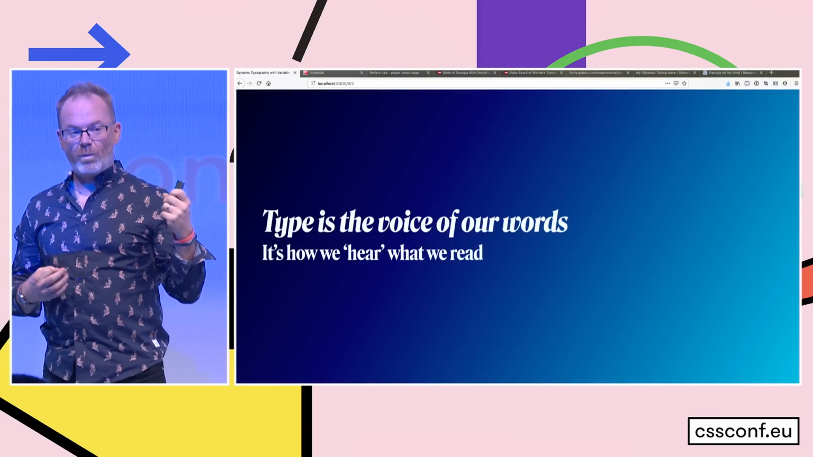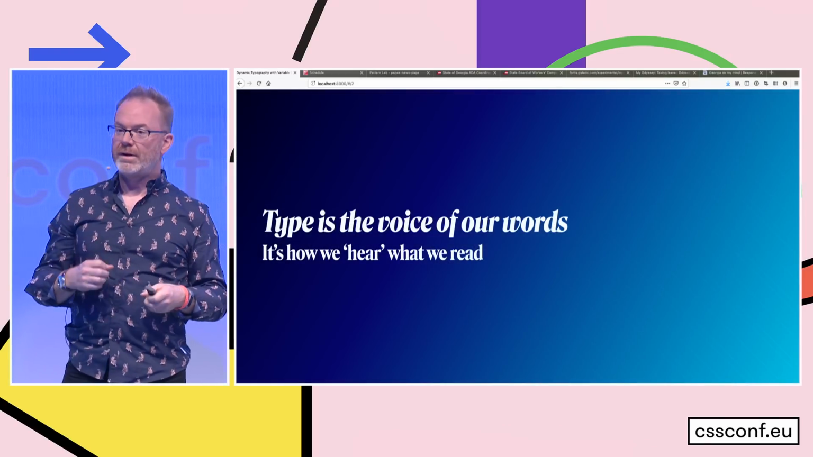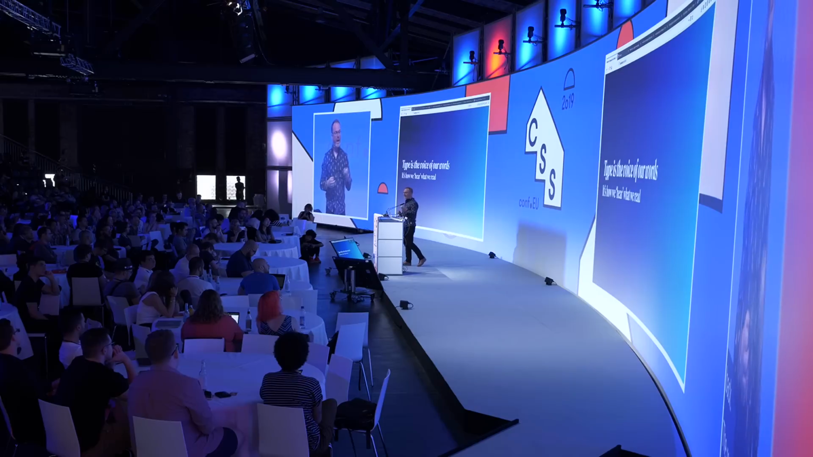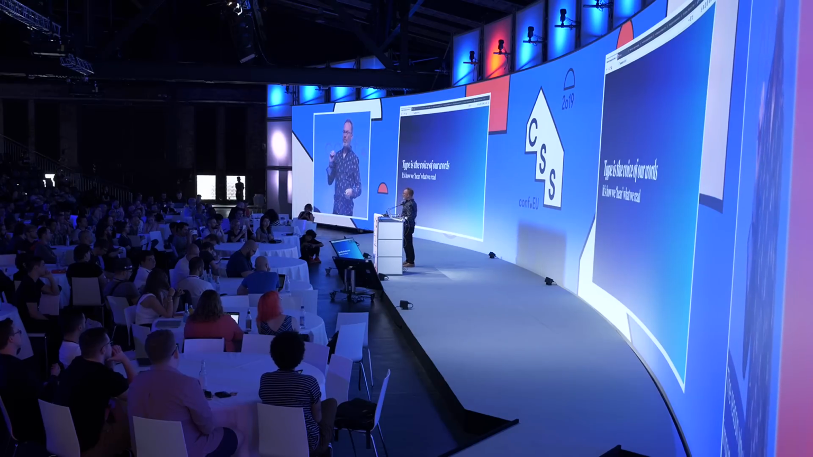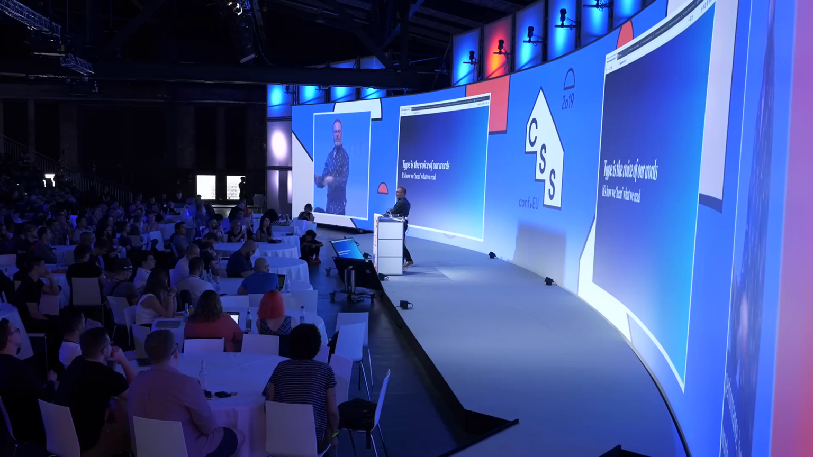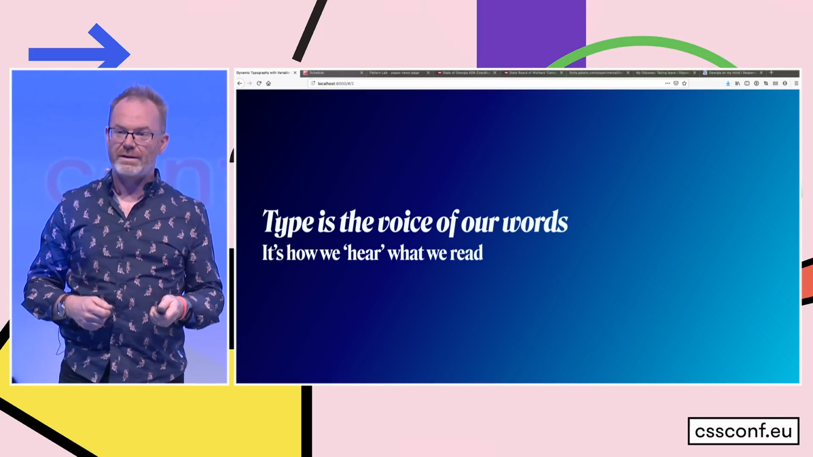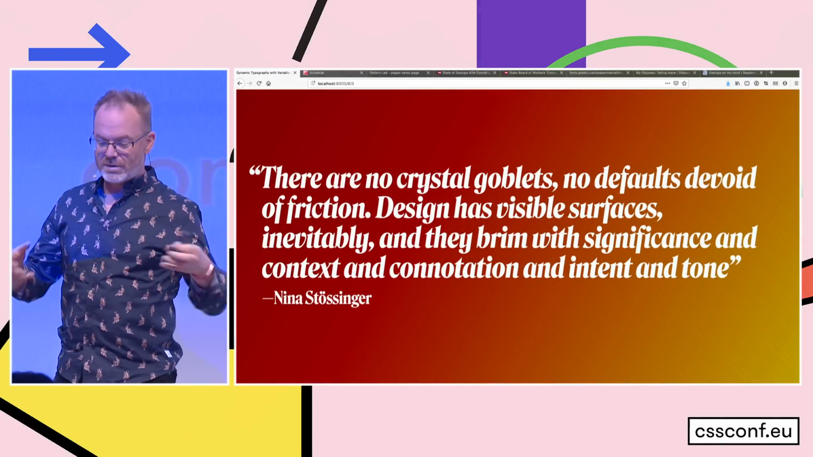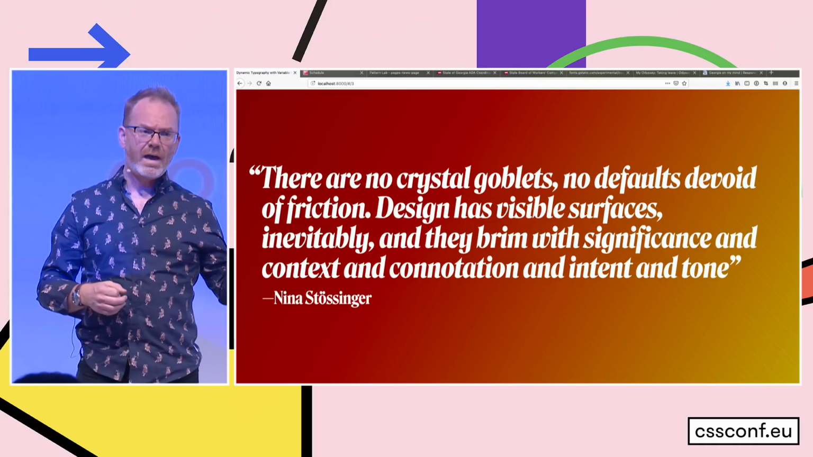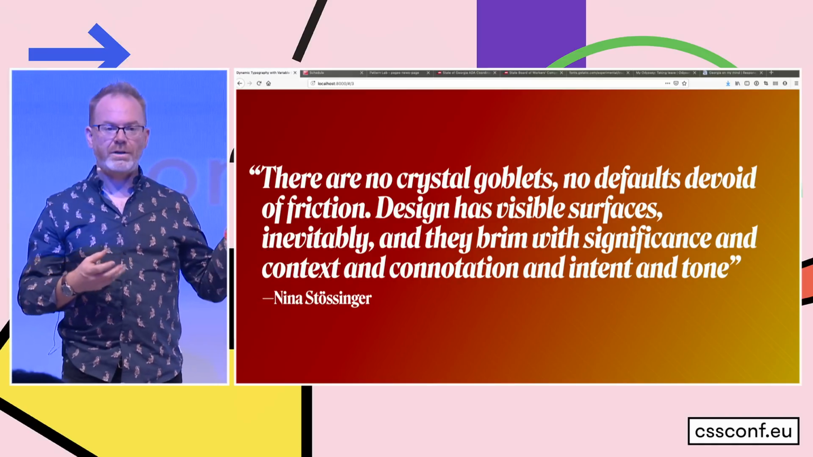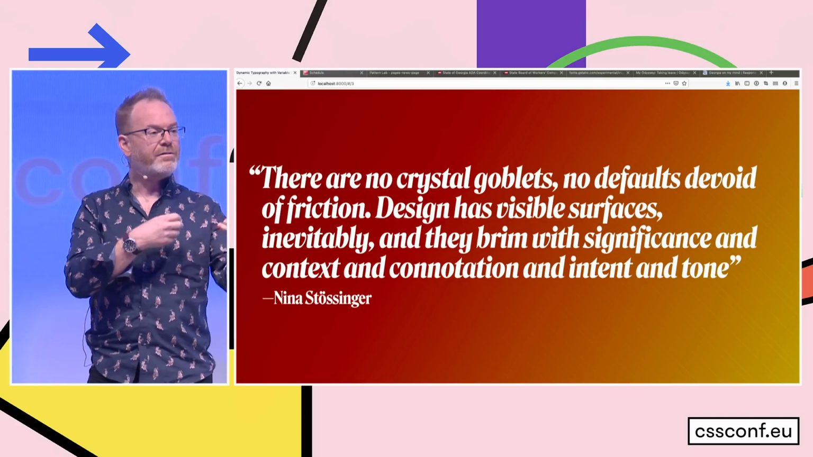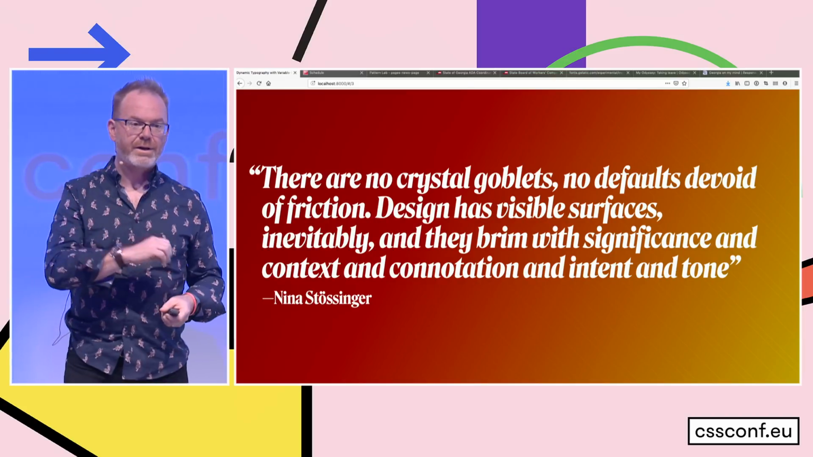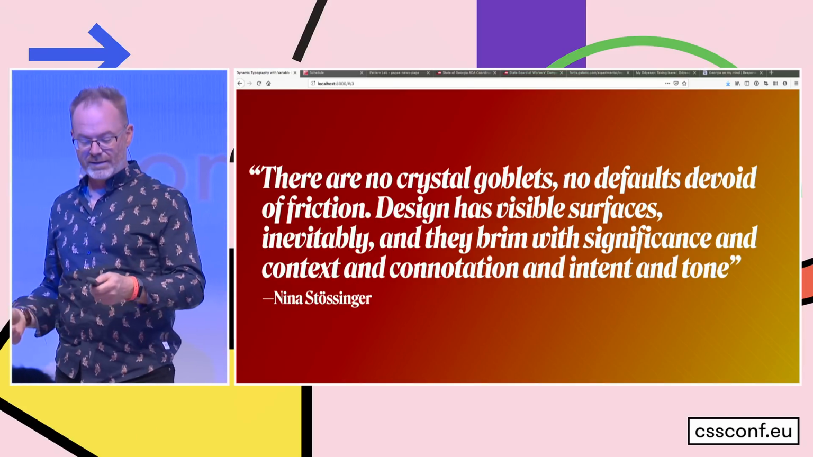So the reason why I think this stuff is so important. I mean, there's lots of reasons for performance and everything else, but type is the voice of our words. It's how we hear what we read. And so all of the tech stuff, fixing performance problems with font loading, that's the gateway to actually get in and do better typography in the first place. And this is one of the reasons why. So when this quote came across, I was like, the day before I was giving the first version of this talk for the first time, and I had to work this in because I think Nina's notion of friction in design, what creates that interface between what I put on screen and what you read, that's what makes it memorable. And sometimes you want more friction, sometimes you want less. But type is the way we can modulate that. And I think that's really fascinating.